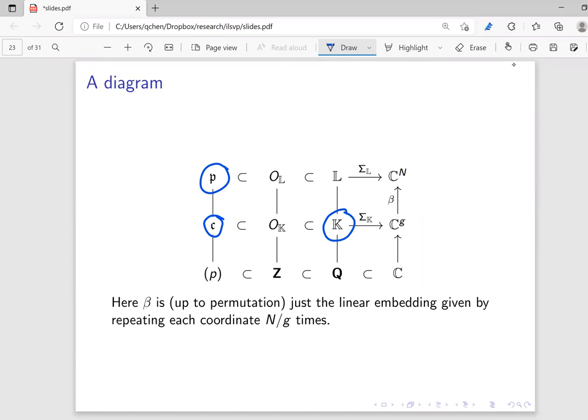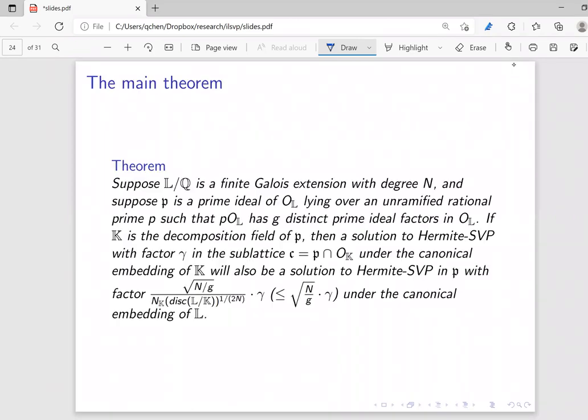You can think this is again a subfield attack, where you are using this decomposition field. And then the map between this C_G and C_N is this beta. It's very simple. You just repeat the coordinates if you're using the canonical embedding.